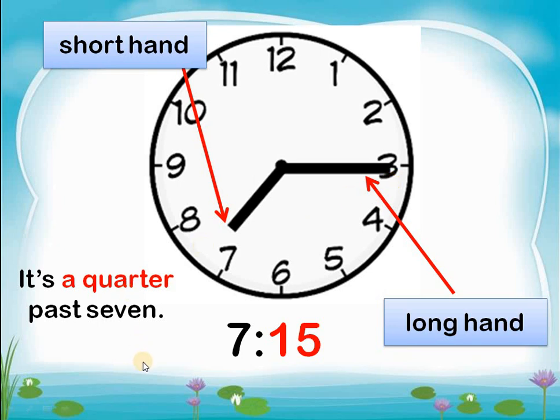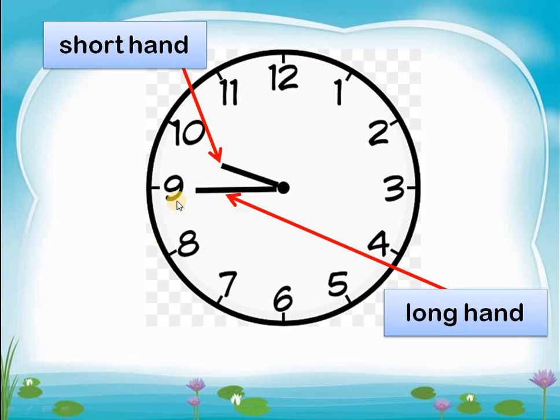Okay, next. This time we have the short hand pointing at, ini belum pukul 10 kan? Belum lagi dia tunjuk pada 10. So it is still 9. The short hand is at 9, not yet 10, but it's halfway in between 9 and 10. Now let's look at the long hand. The long hand is pointing at 9. So how do we tell this time? It's a quarter to 10.